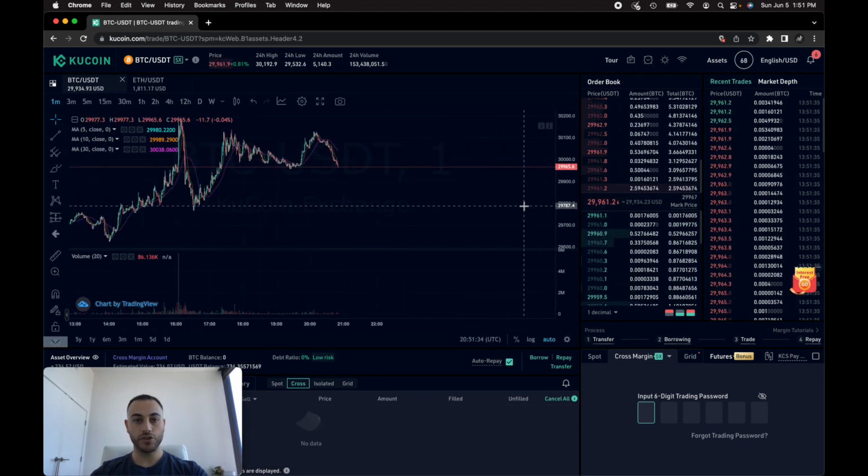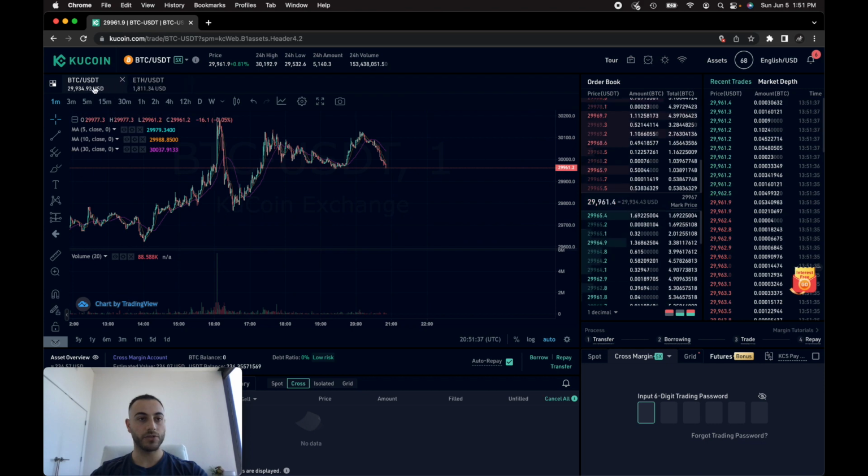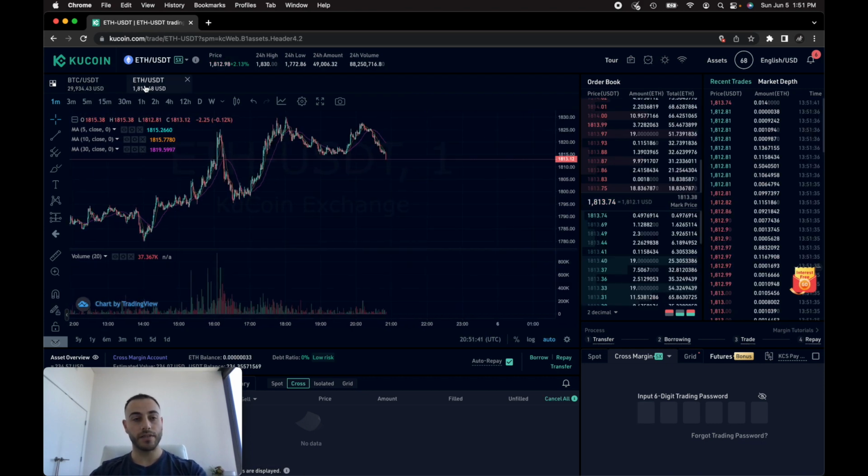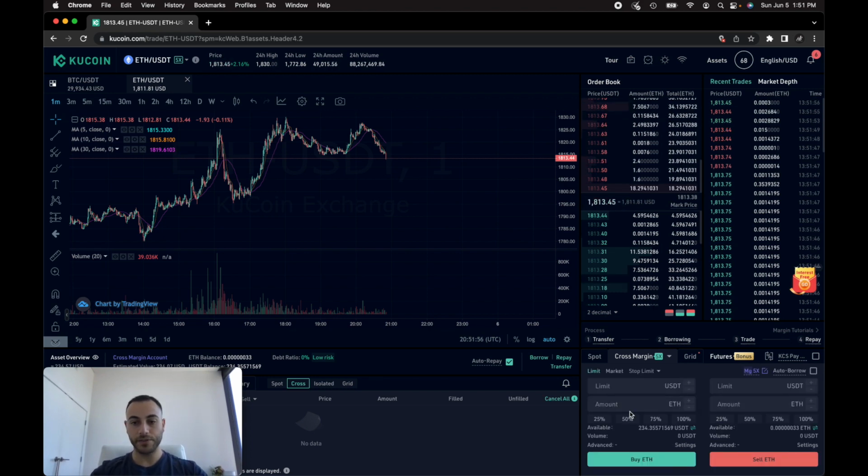So you can short whatever crypto you want. I'm going to be shorting BTC or ETH. I'm going to look at ETH, so Ethereum, and it's going to be ETH USDT. By the way, if your money is in USD, you would want it to be in USDT. So make sure you convert it to USDT. It's going to ask you to put in your trading password. I put in my trading password here.